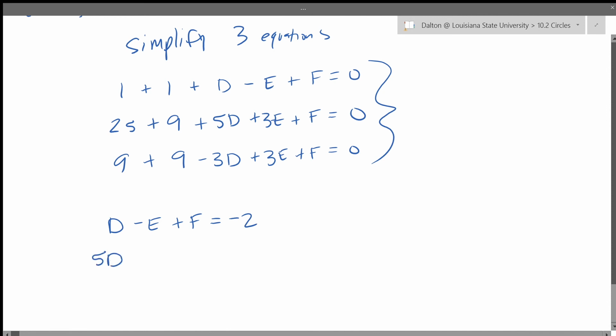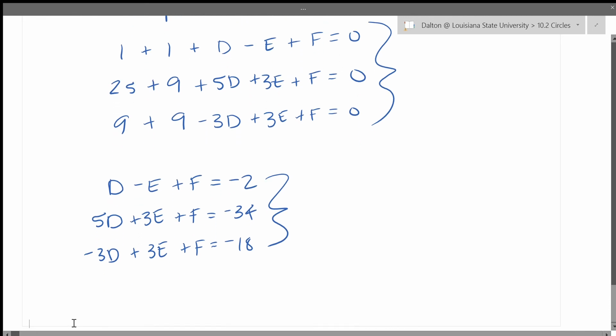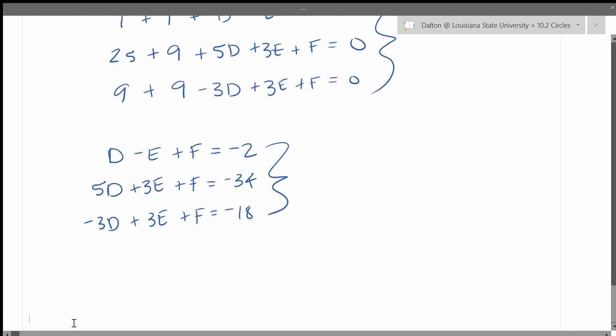Then 5d plus 3e plus f equals, that'll be negative 34. Then negative 3d plus 3e plus f will equal negative 18. So then what you have here is a system of equations.